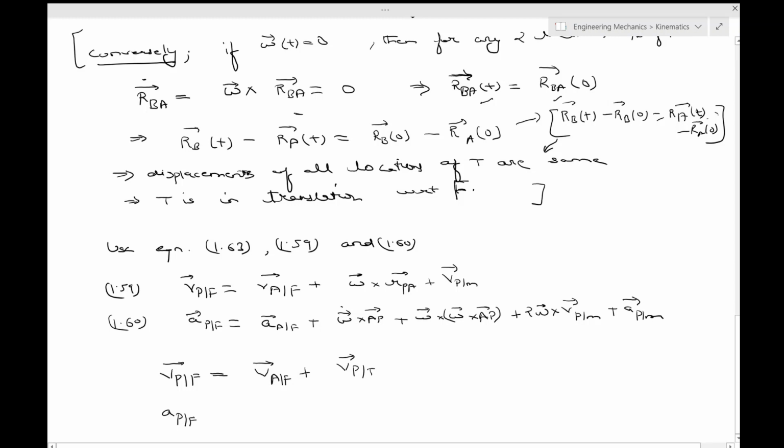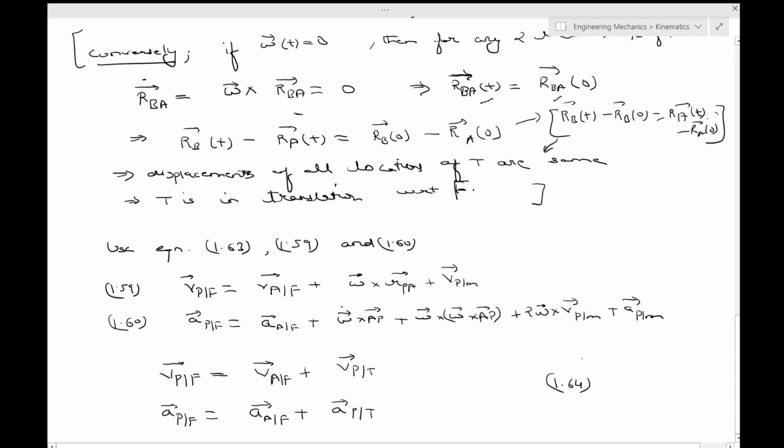Similarly, the acceleration of P with respect to F is equal to the acceleration of A with respect to F plus omega is 0, omega dot is 0, so you are just left out with this one. Okay, so this is equation 1.64, and this is the relationship between Vp and Ap of a point P with respect to a point A on the translating frame.